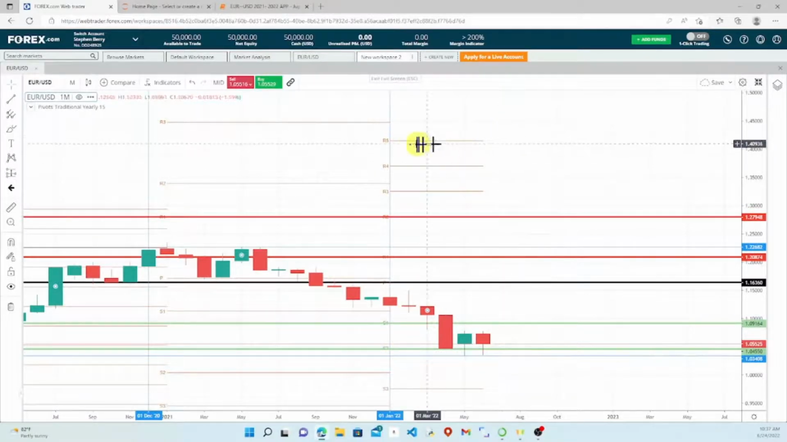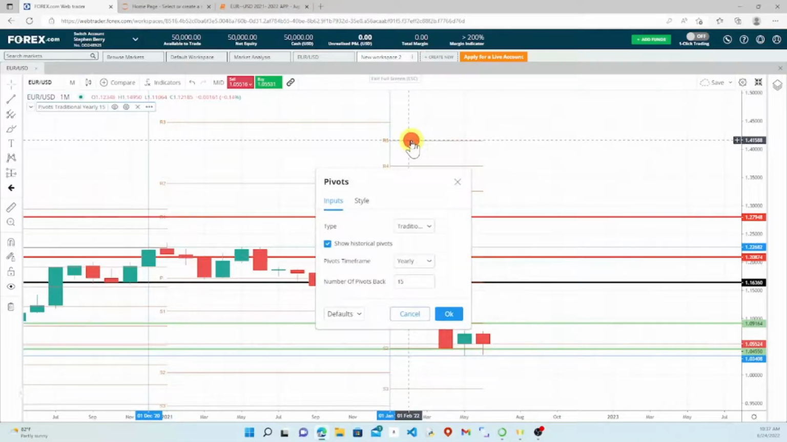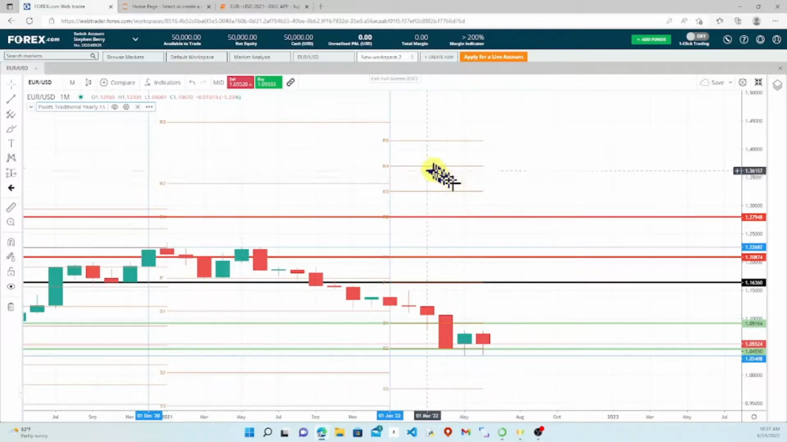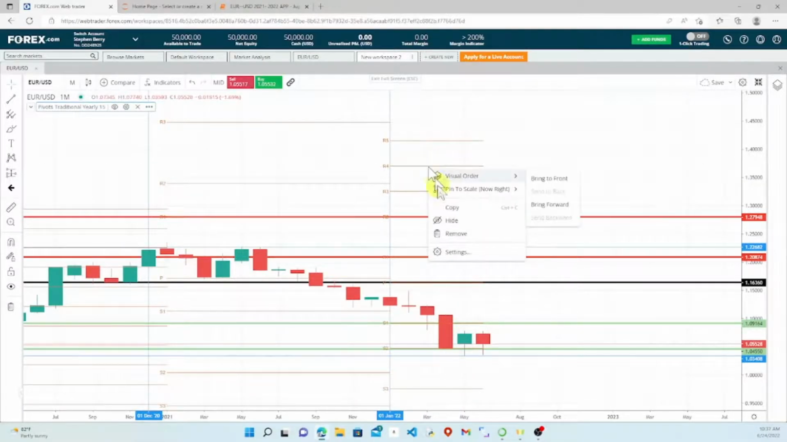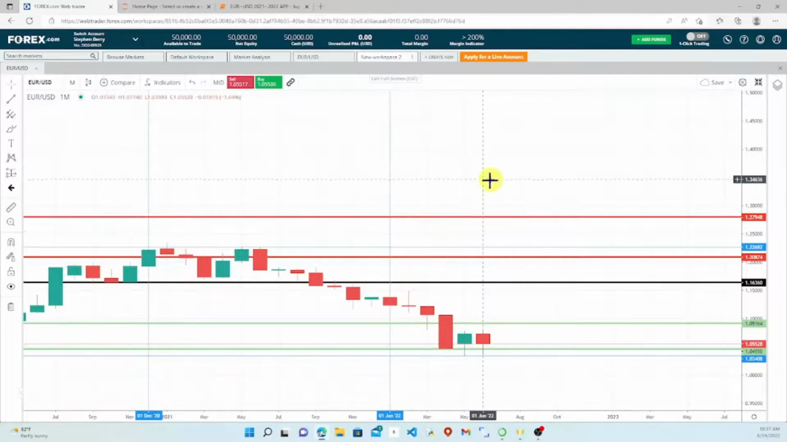Let's try this. See if we can remove that. We'll get that out, clean. I like to keep the charts pretty clean. We don't want to get it too cluttered and have too much on there. So, okay, here's our pivots for 2022 on the Euro USD.